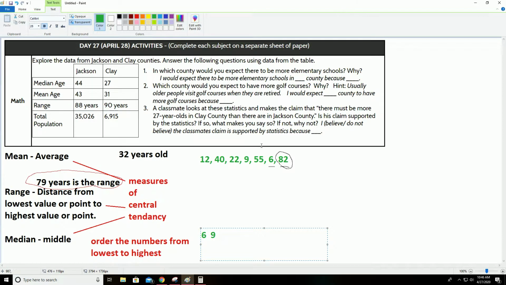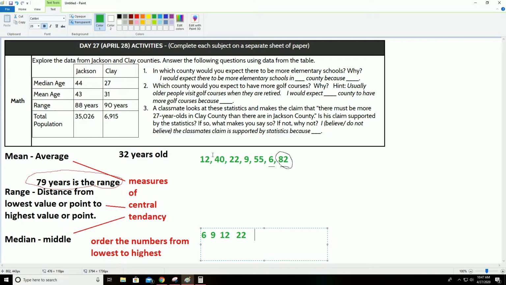Okay, my next number, it looks like it's 12. Let's see, 40, 22. Yep, 12 would be my next lowest number. Okay, my next number, I think it's going to be 22. I have 40, 22, 55, yep, and 82. So 22 will be my next highest number.